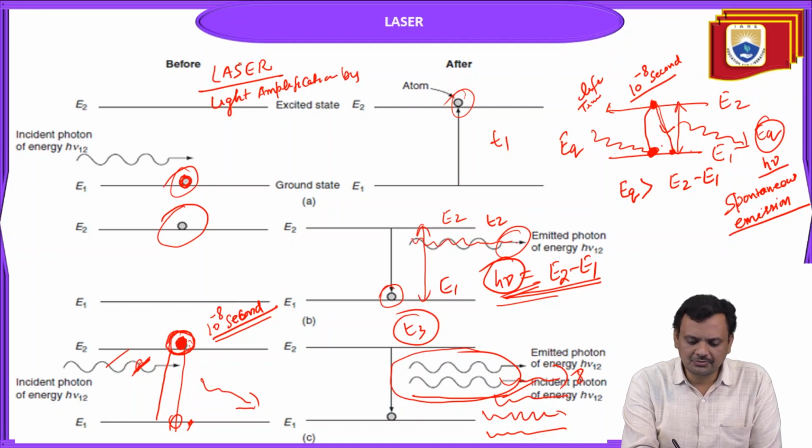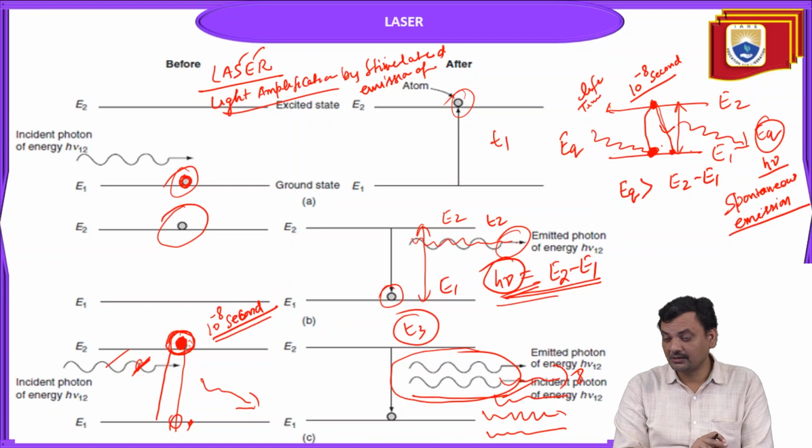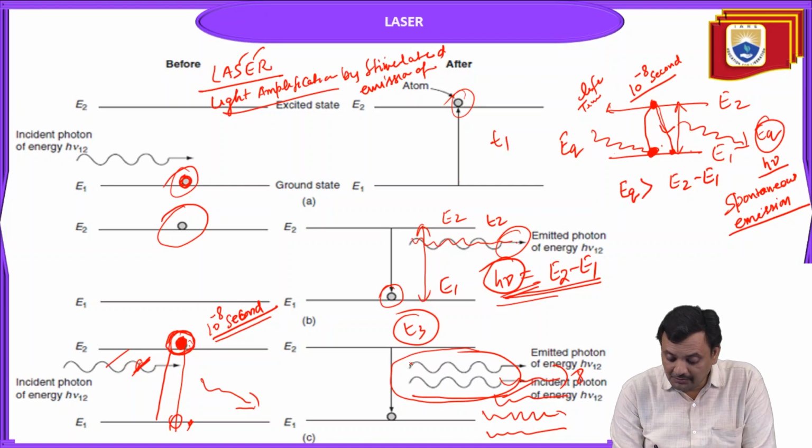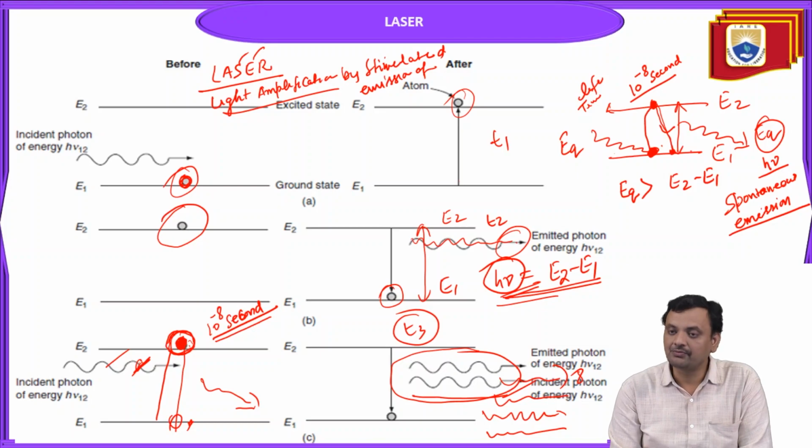By stimulated emission of radiation. So light is amplified by stimulated emission, and when these phenomena occur, then the laser light will be produced. Okay, why? Because whatever photon is generated, that photon will follow its parent photon's characteristics.